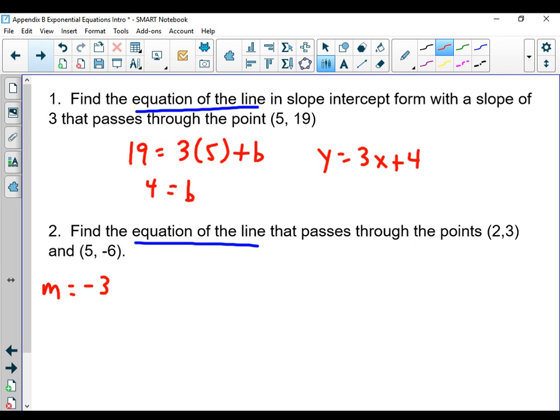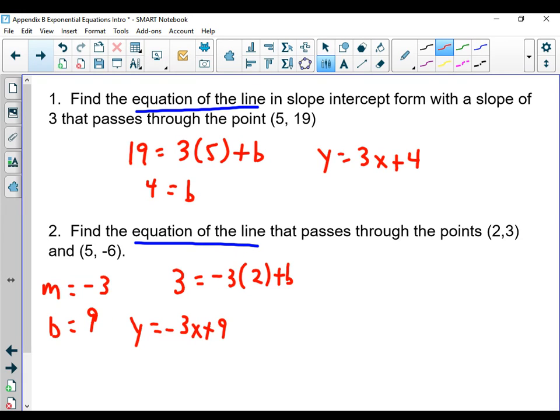Okay, so we basically are back to what we did on the first one, right? Once we knew the slope, we could plug in. Which point did you use? 2, 3. Okay, so you plugged in your slope, plugged in your x value, found your b value, which was? 9. So you got this equation. And that was probably the tried and true method that most of you learned before. Find your slope, plug in a point, then you got your equation.